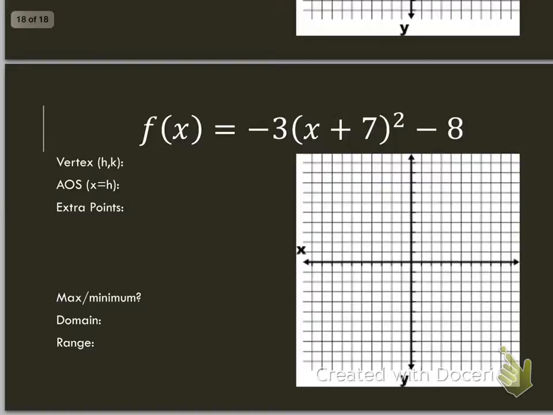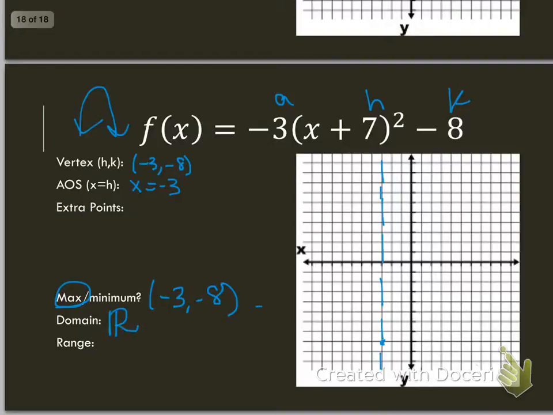Okay, so we got A, H, okay. So my H is going to be -3. My K is -8. So x is equal to -3. So I go left 3, down 8. Left 3, 1, 2, 3, 4, 5, 6, 7, 8. My AOS off of that. Okay, it's a negative, so it's going to be a sad face because my A is negative. So we're going to have a maximum value in this one at my vertex, so -3, -8.